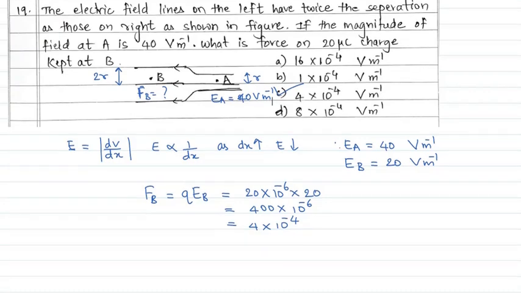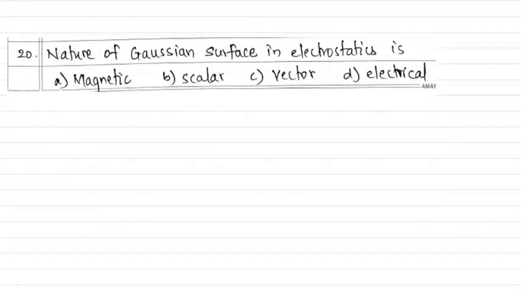Lastly, 20th. Nature of Gaussian surface in electrostatics is. As you know, you know that phi is equal to E dot ds. E is a vector, even ds is a vector, and as it is a dot product, flux is a scalar. So flux is scalar, but electric field and area are vectors. So Gaussian surface is a vector quantity.